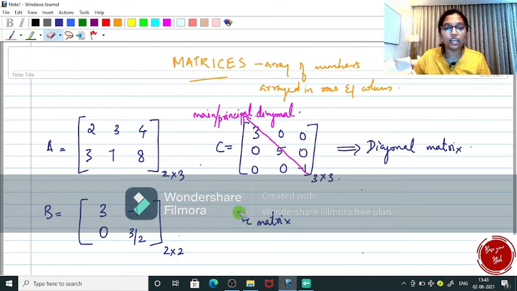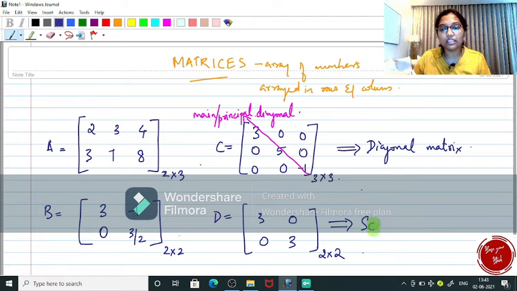And let me draw another matrix for you, matrix D, and this time again this is a square matrix, isn't it? So I am going to have 3, 0, 0, 3. Here this square matrix has its order 2, isn't it? 2 rows and 2 columns. But here in this case you can see that the principal diagonal is having only one number, which is 3. So I call this matrix as scalar matrix.